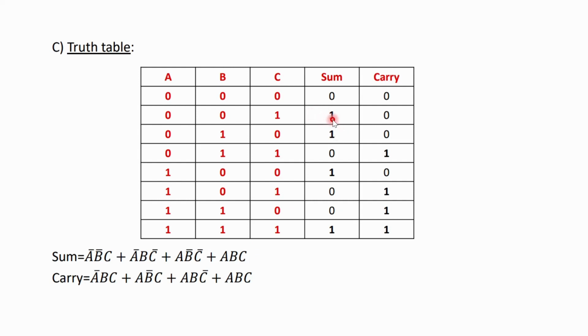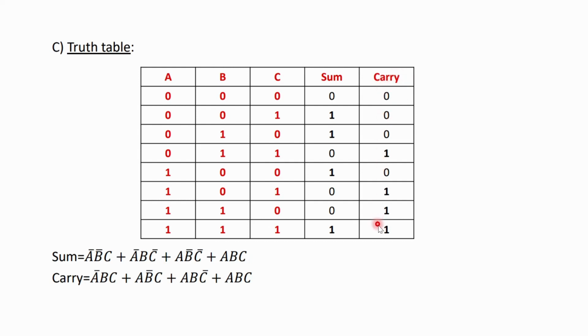So, we can write the expression by considering the high output. First high output is for the combination A 0, B 0 and C 1. So, A bar, B bar, C. And the second one is for 0, 1, 0, means A bar, B, C bar. And the third one is for A, which is 1, and B and C are 0. So, A, B bar, C bar. The last one is for A, B, C all as 1. So, A into B into C.